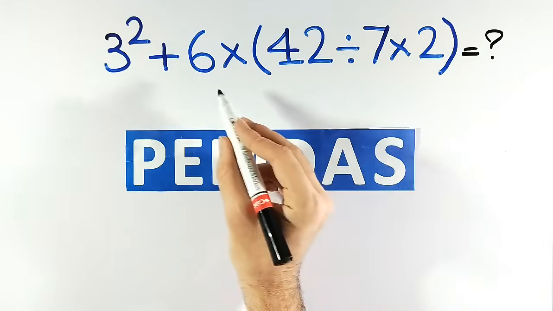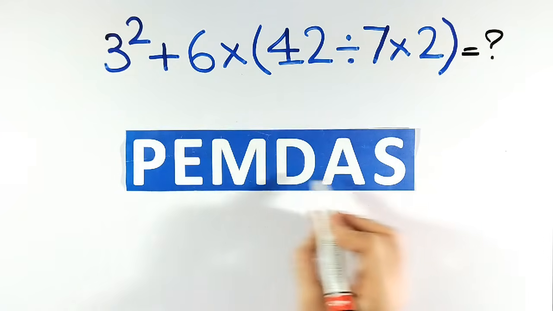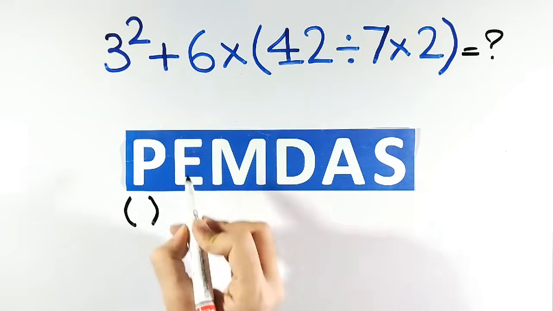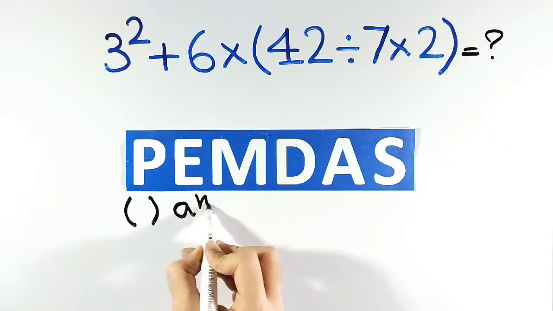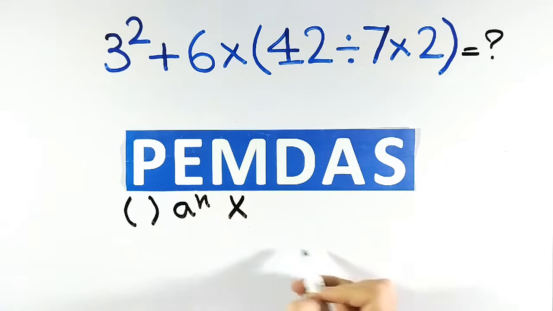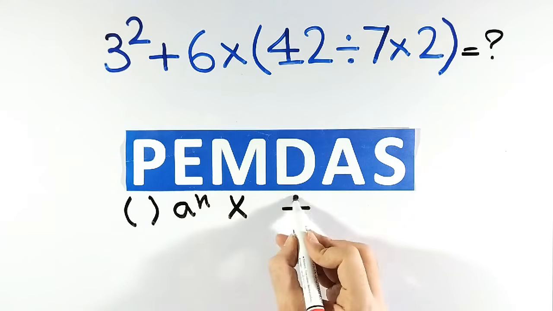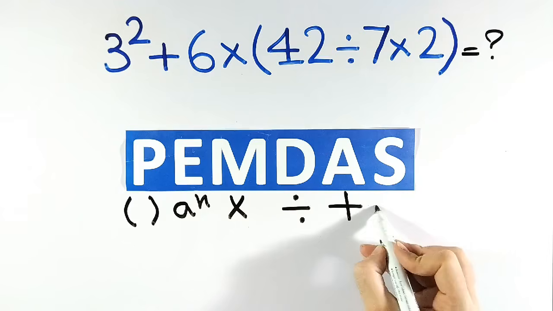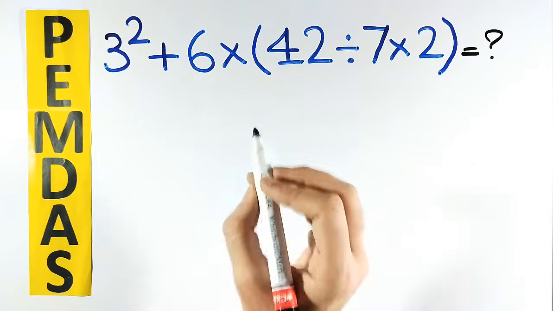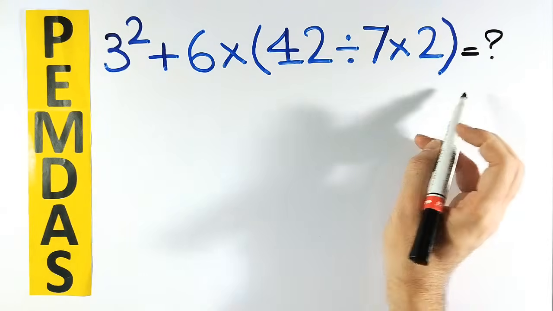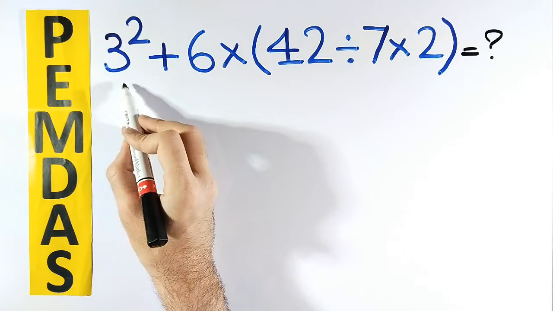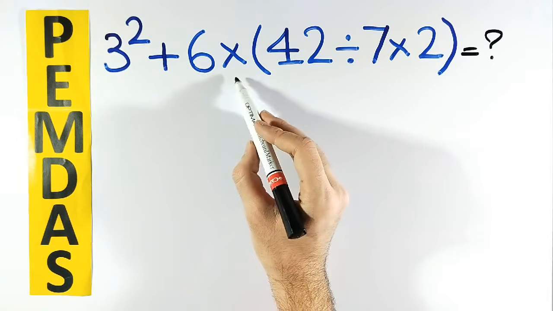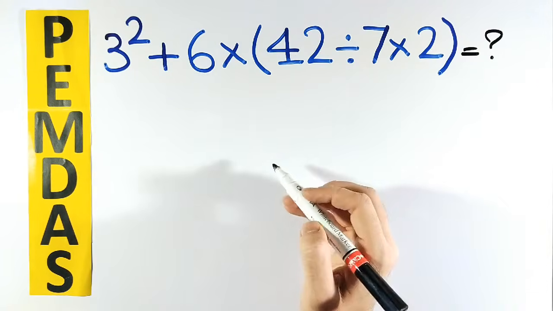To solve this question, we must follow a rule that is called PEMDAS. In this rule, P stands for parentheses, E stands for exponent, M stands for multiplication, D stands for division, A stands for addition, and S stands for subtraction. As you can see on the screen, in this expression, first we have an exponent, then an addition sign, followed by a multiplication, and finally parentheses.